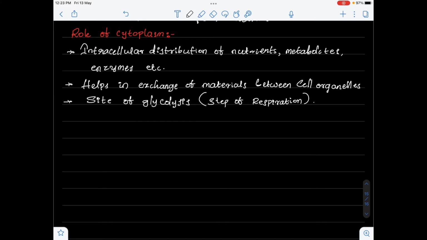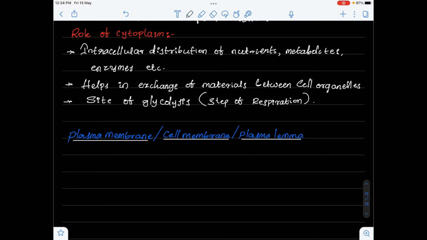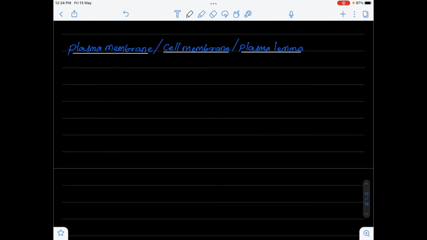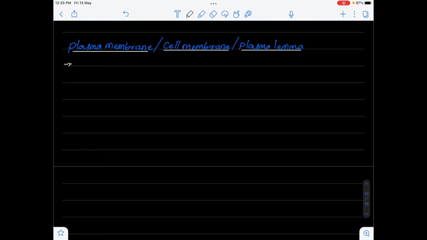Now let us discuss about plasma membrane and its structure. Plasma membrane is also called as cell membrane or plasma lemma. Now let me write the definition of plasma membrane.